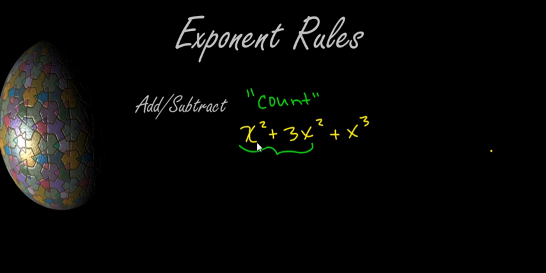So if we had x squared plus 3x squared plus an x to the third power, the only thing you could put together would be your x squared and your 3x squared. This gives you a total of 4x squared. Now the x cubed is a single term that cannot be combined with anything, so it's just going to hang out with your 4x squared.